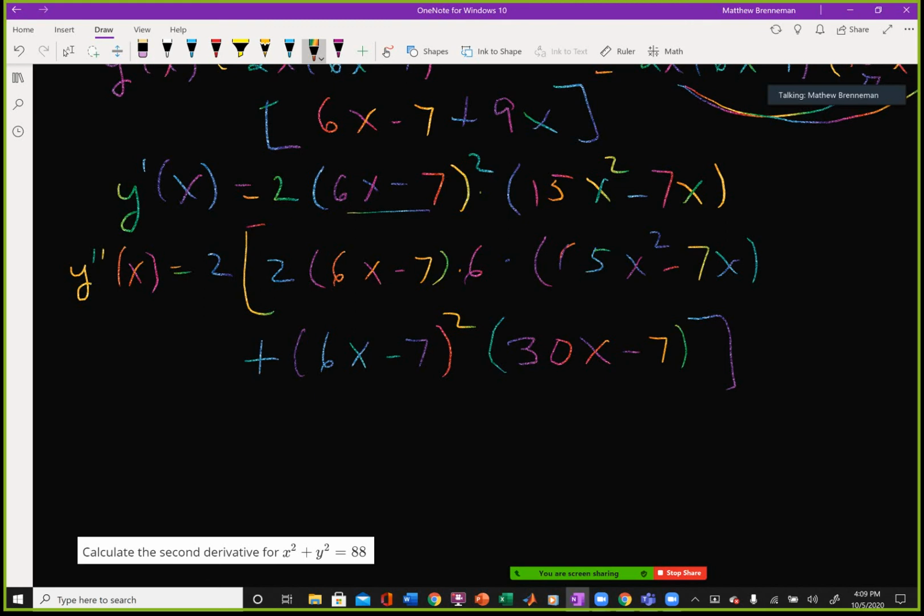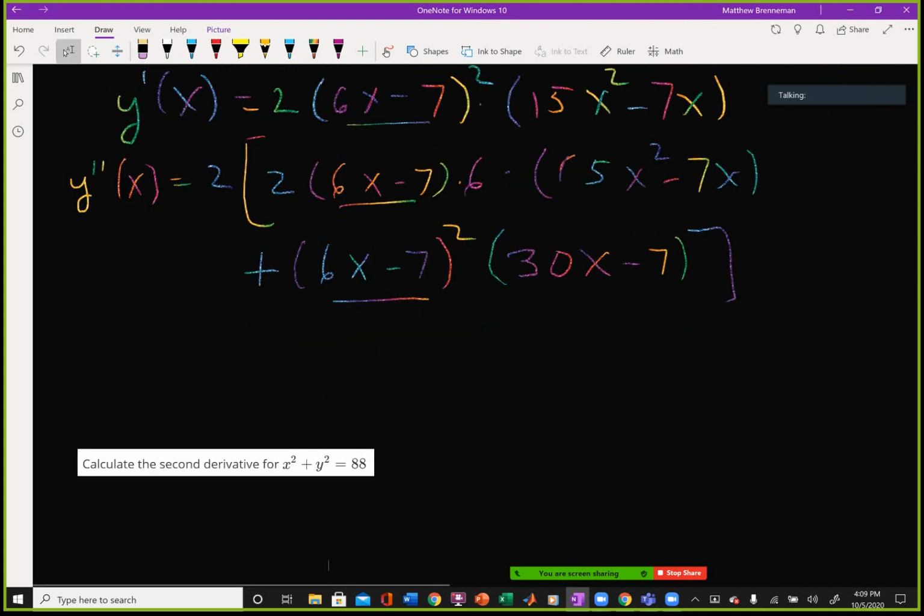And now we notice that we have the same sort of game as before. I can simplify by factoring out a little bit, right? Unfortunately, in this case, I don't have a great deal I can factor out. All I can do is just factor out a 6x minus 7. But when I do that, I will have y double prime.